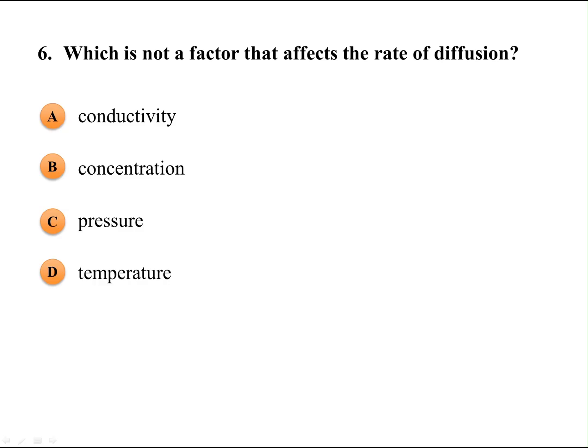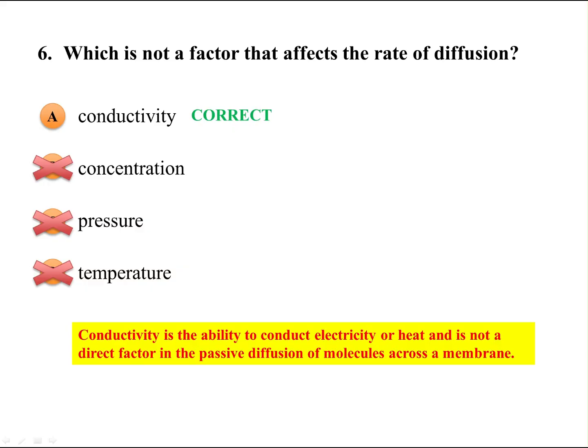Which is not a factor that affects the rate of diffusion? The answer is A, because all factors are affecting the rate of diffusion except conductivity.